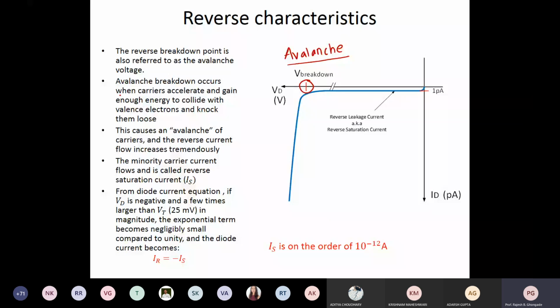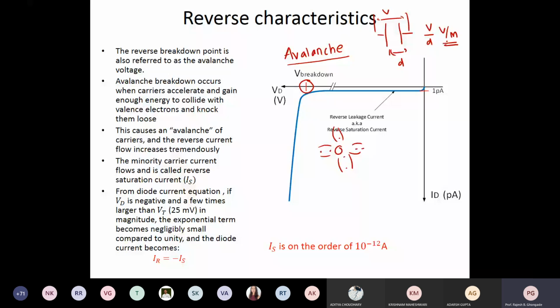It occurs when the carriers accelerate and gain enough energy to collide with valence electrons and knock them loose. So in fact, if you just go back to the previous diagram where we had electrons over here, we can see that given a large voltage difference, if this distance is too small, then with a small amount of voltage applied, what is the electric field that is going to be generated? This is the distance d. I am applying voltage V, so it is V divided by d, so many volts per meter. This is the electric field that is generated.